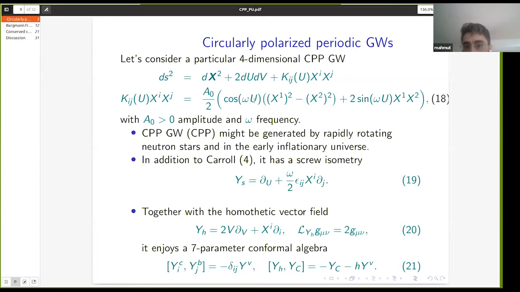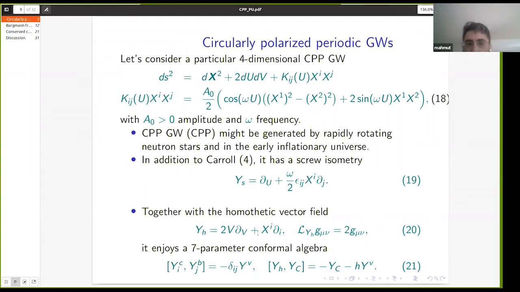So U goes to U plus a, and then you can rotate your coordinates x1 and x2 with a half angle, omega divided by 2. If you do both in your system, this part will stay the same. You can calculate it. So this symmetry, called the screw isometry, is really particular to this profile. Therefore, in addition to these 5 Carroll symmetries, you have an additional symmetry. But the homothetic vector field is generic for any plane wave.